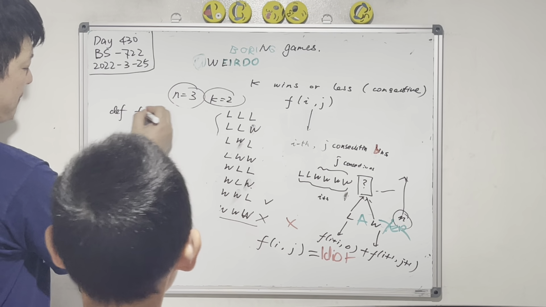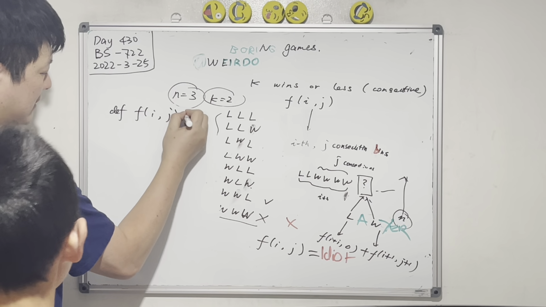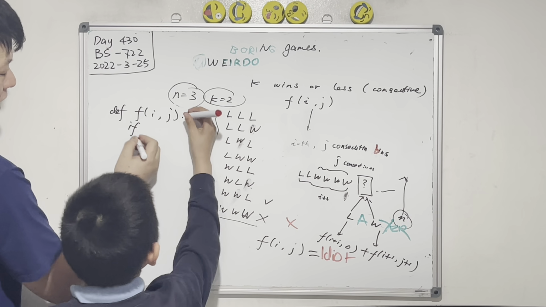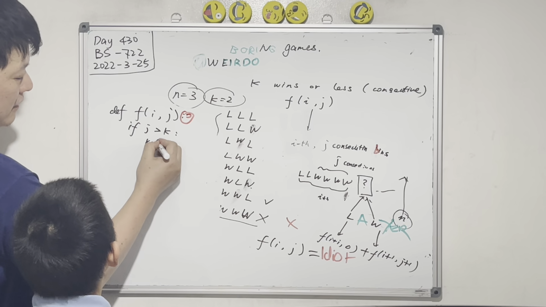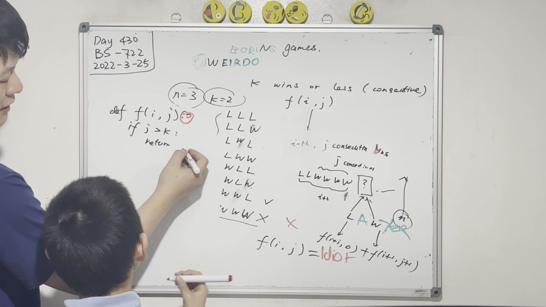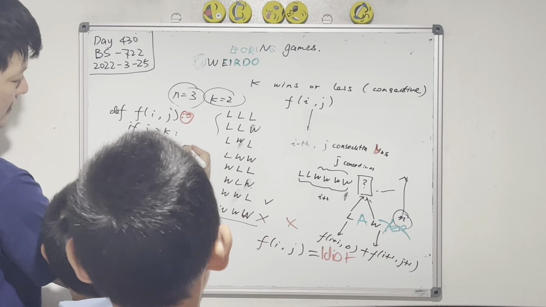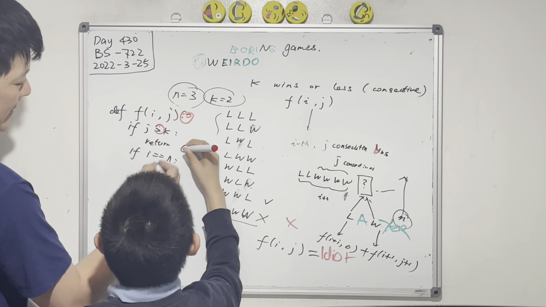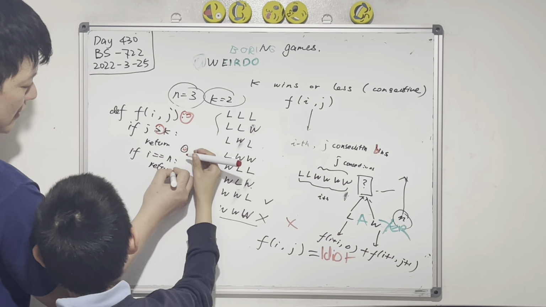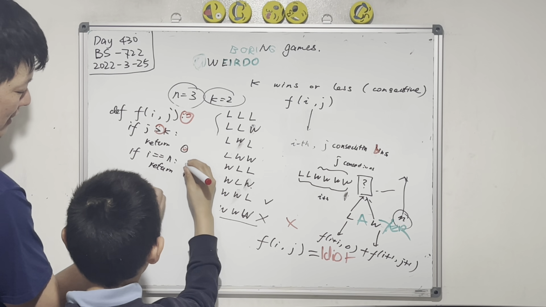Define F(i, j). If j is bigger than k, return what? Return 0 or 1? Come on. 0, yes. If i equals n, we have played n games, return 1. Yeah. Otherwise, return what?